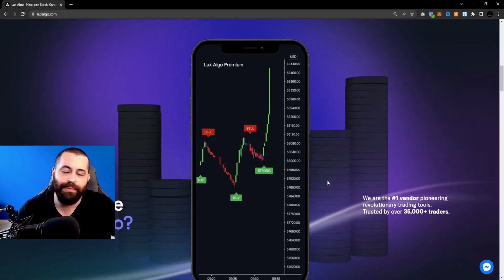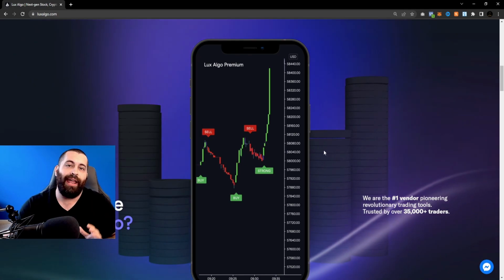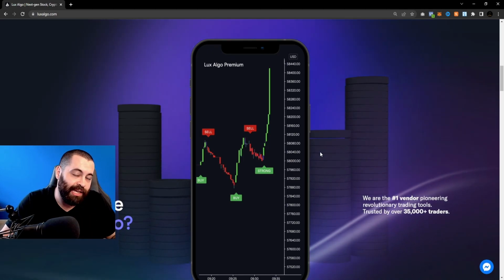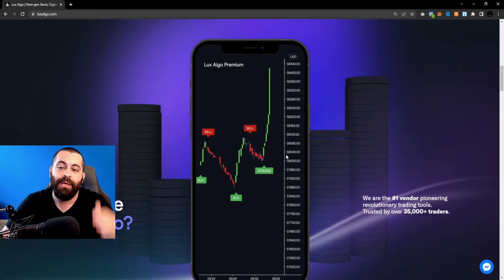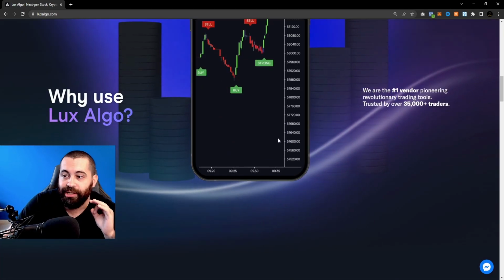They have algorithms that are very fine-tuned that you can actually tweak yourself so that you can make it a little bit more conservative, a little bit more risky with taking your profit, things like that. So you want to go ahead and take a look into this. These guys are the #1 vendor pioneering revolutionary trading tools.